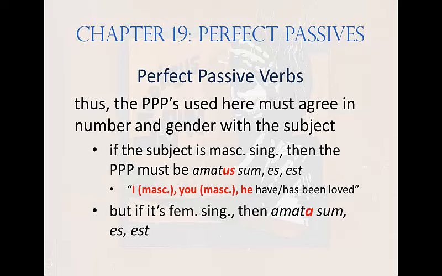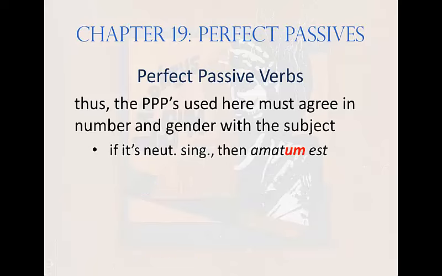But changing the subject to feminine means the participle must change its form also, rendering amata sum, es, or est, meaning I, feminine, have been loved, you, feminine, have been loved, or she has been loved. If the subject is neuter, then that form would become amatum est, it has been loved.